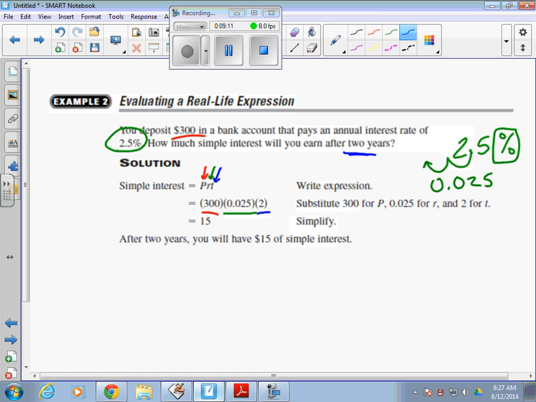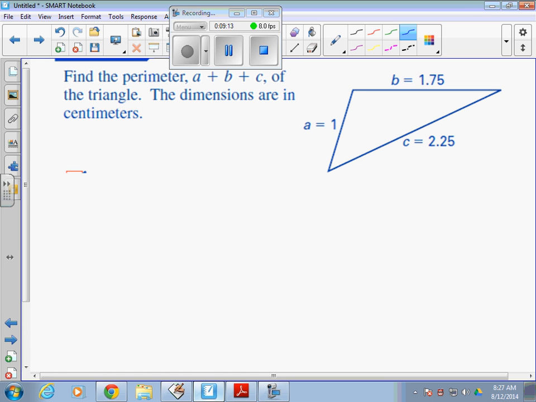Again, you're doing the same thing with a real life expression. Here is an extra example. Okay, and I know on this sheet right here, it does not show perimeter things, but we did see it in our belt work. So please copy this one down on the back as well.